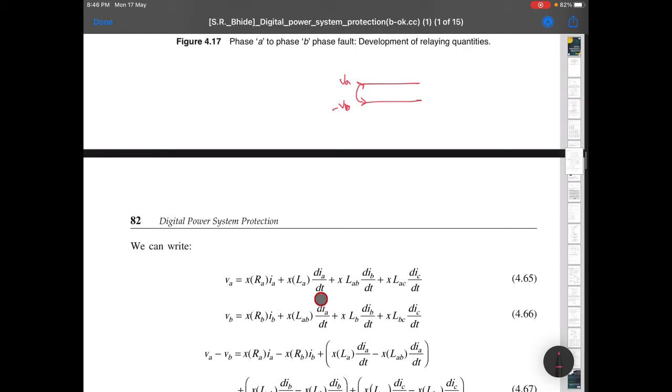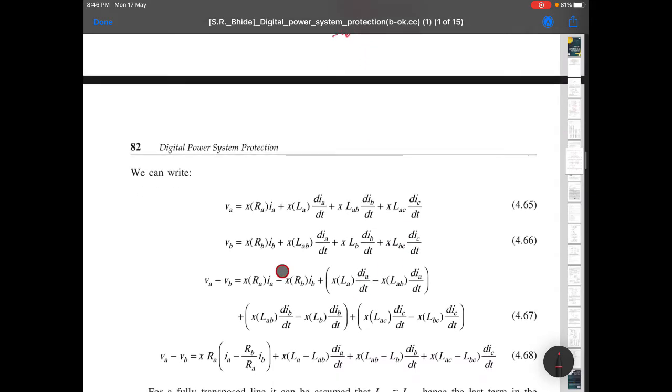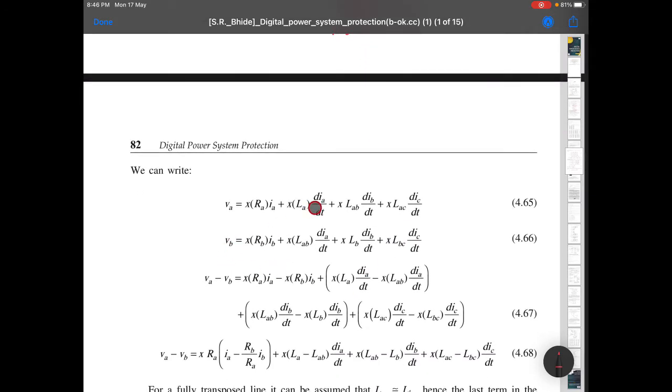L into di by dt is the voltage across the La inductance, and due to mutual inductance Lab, since it is mutual, it is dependent on the current in the other line, and phase A is also linked with phase C, so there is a drop due to that inductance. It is nothing but interference. Similarly for Vb, this equation we have already seen in our previous class for ground faults. There we didn't consider Vb because it was a ground fault.